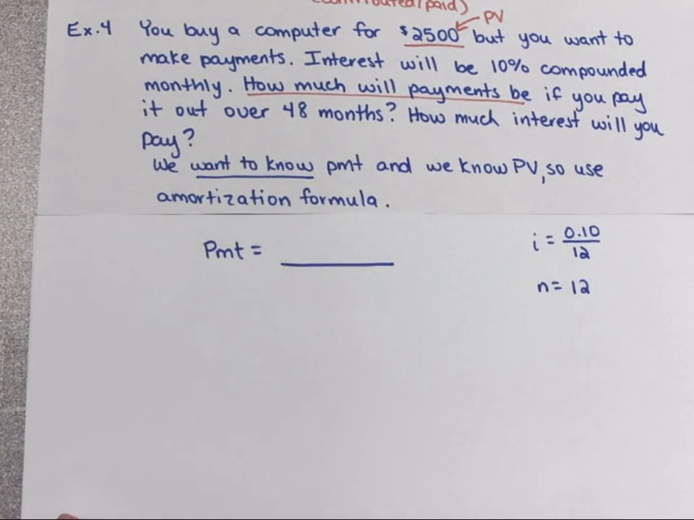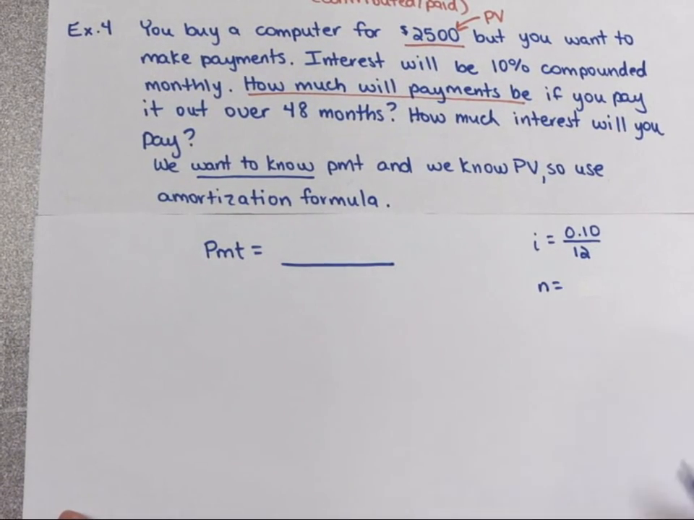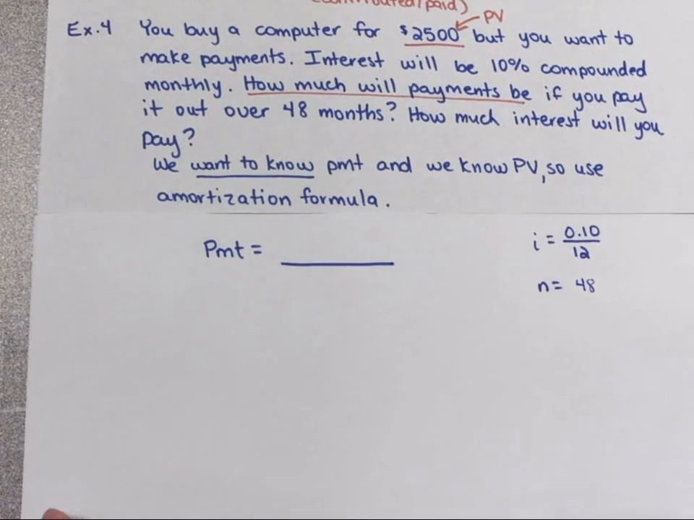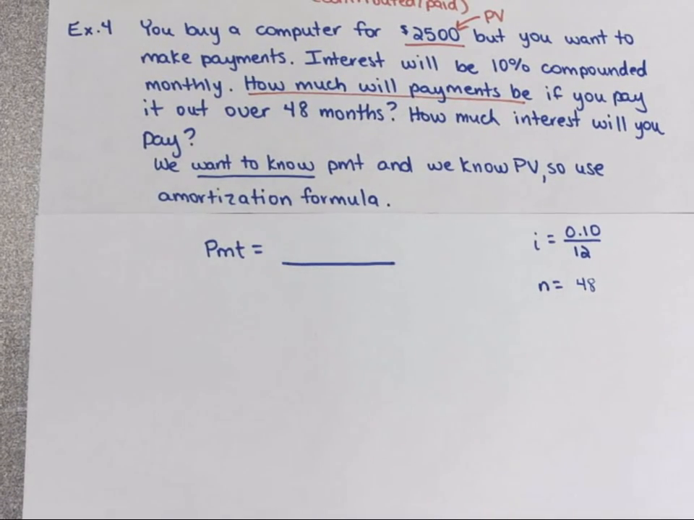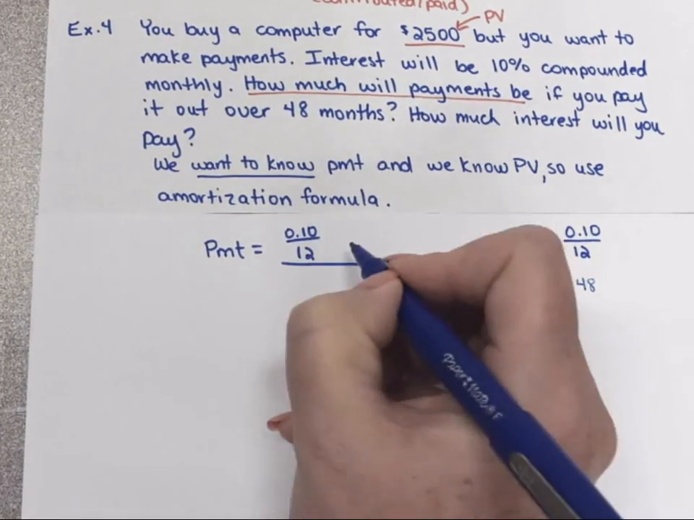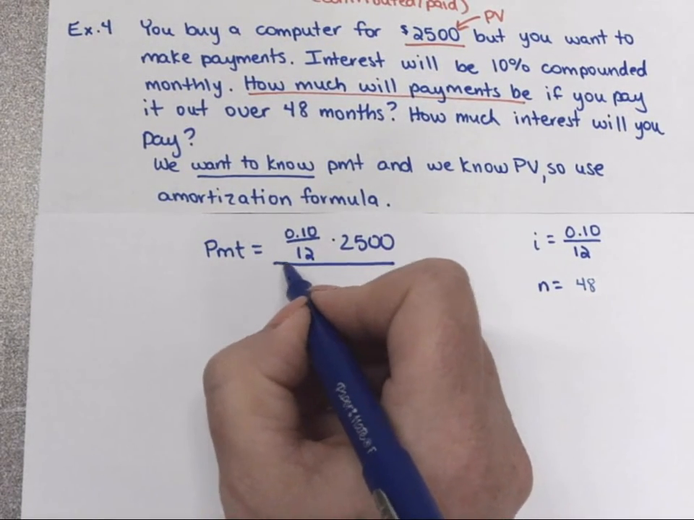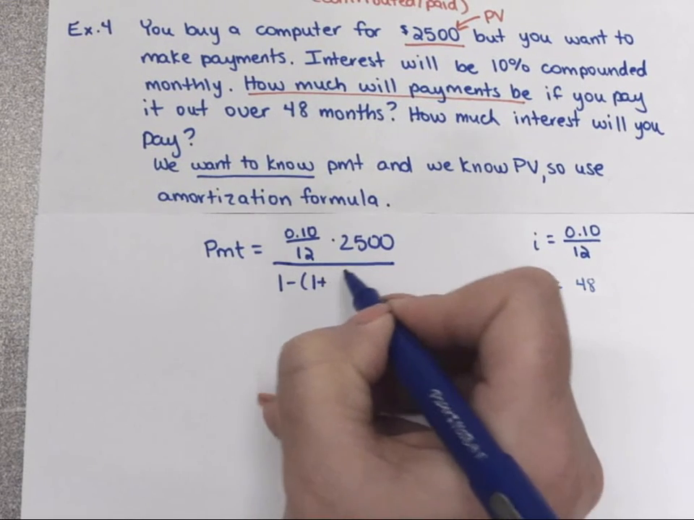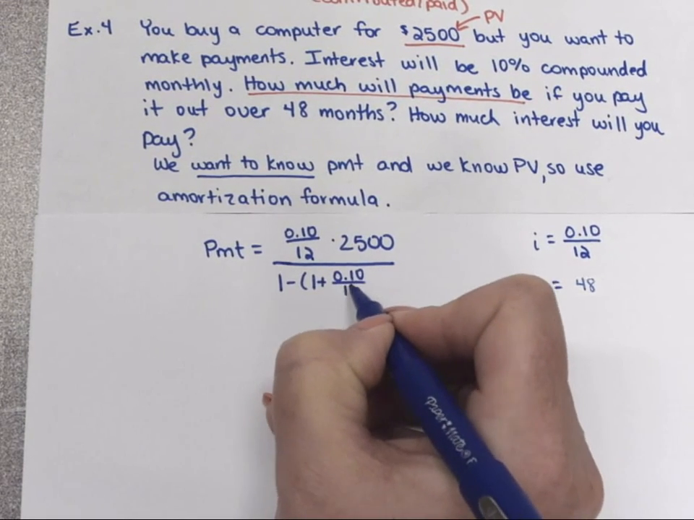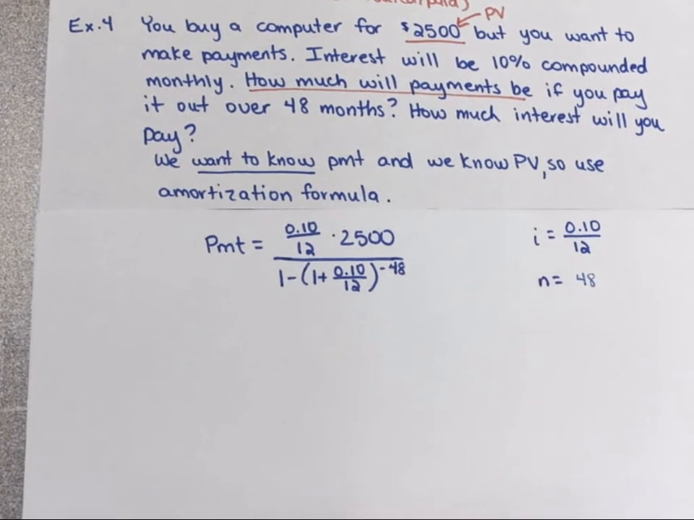Actually, you don't even have to really do it for N, right? Because they already told you N. So if you have 48 months, then it's just 48. You also could say 12 times 4 years, right? But notice in this case, they really kind of already told you the number of payments. So let's plug it in. We've got 0.10 over 12 times 2,500 on top. On bottom, we'll have 1 minus 1 plus 0.10 over 12, and then to the negative 48 power.